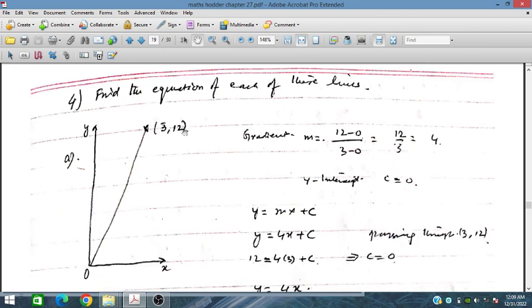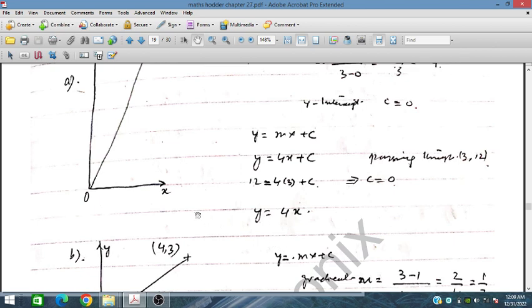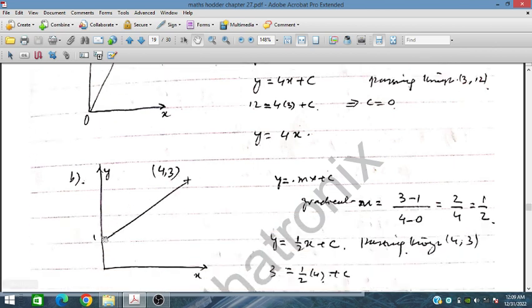So we have 3, 12, and here we have 0, 0, and we have to find the equation of this line. So gradient is obtained as 12 minus 0 over 3 minus 0, so 12 upon 3 is 4, so y-intercept is 0. So y is equal to mx plus c, so in place of m we have this 4 and c is 0, and also passing through this 3, 12, so c is 0, so y is equal to 4x.